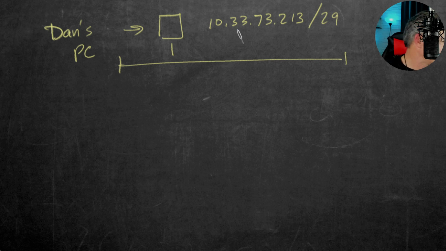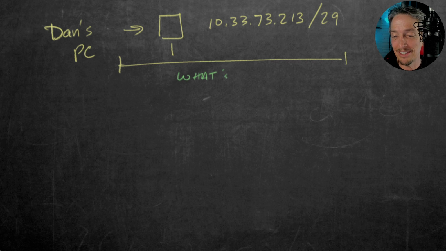Let me just double check that. 10.33.73.213/20. Okay, so I'll keep my face close to the mic so I can be heard. All right, well, I think there were some rules to this game of what network is this? That's the game we're playing. The game is called What's the Network? And I'll put net ID. So think of the net ID like the street name. What street is this that Dan's PC is connected to?